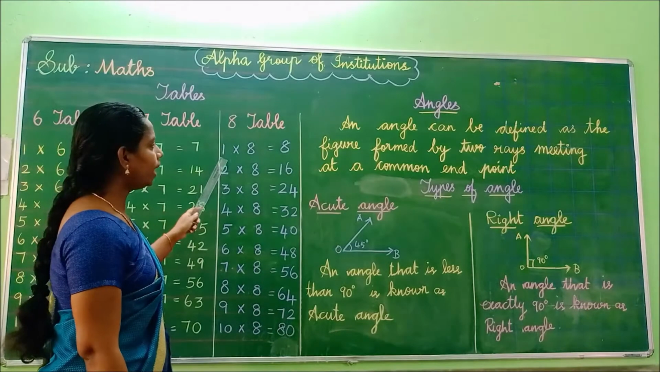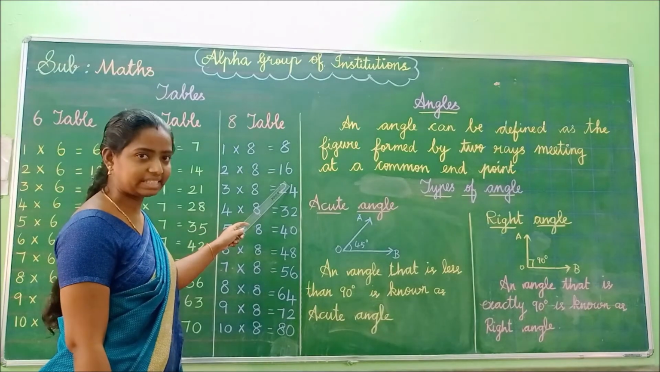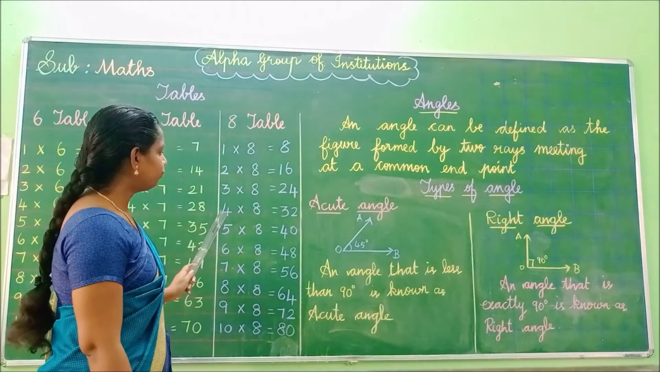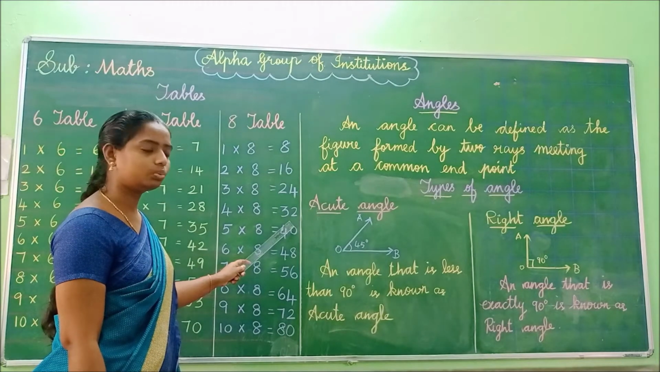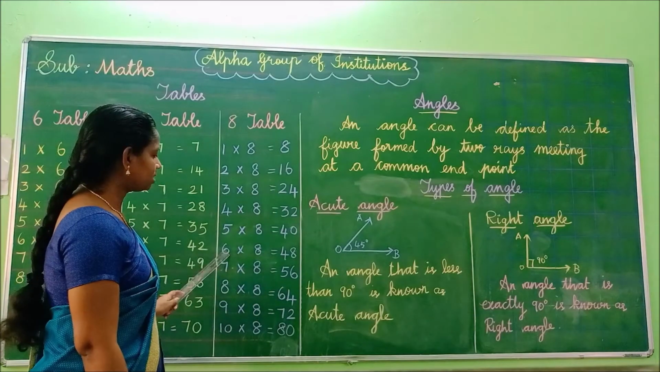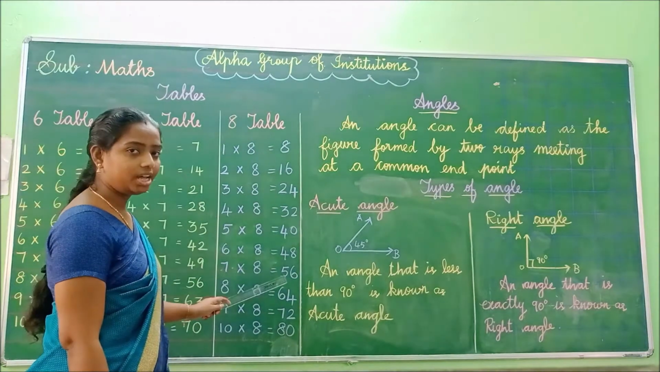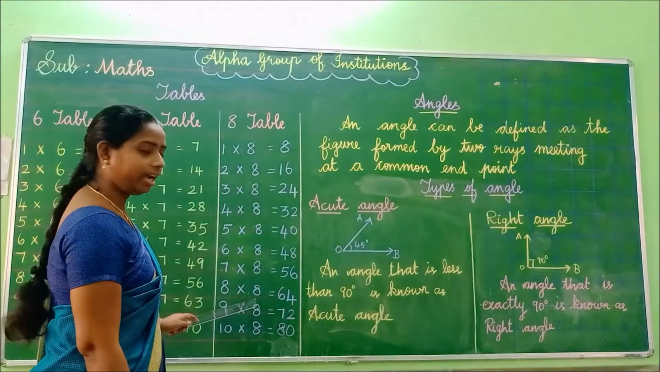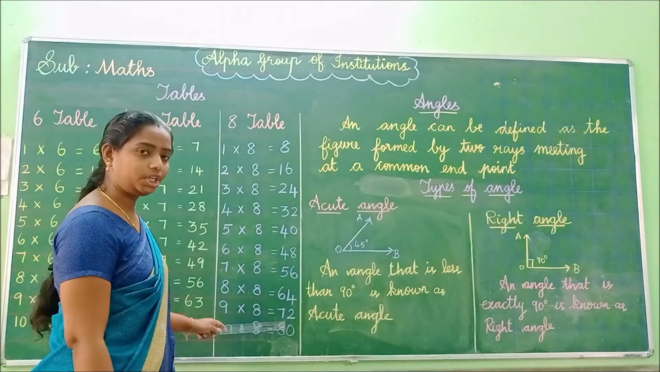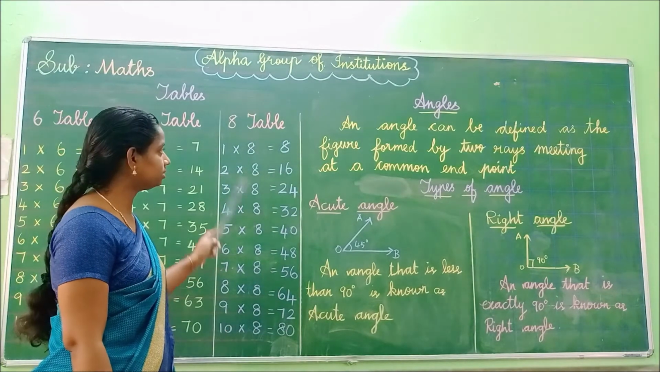Okay, see, 1 8 is 8. 2 8s are 16. 3 8s are 24. 4 8s are 32. 5 8s are 40. 6 8s are 48. 7 8s are 56. 8 8s are 64. 9 8s are 72. 10 8s are 80. Okay, shall I repeat the 8 table, children?